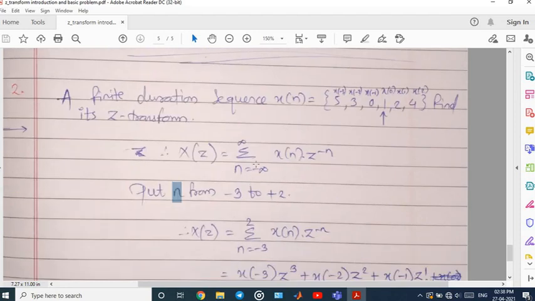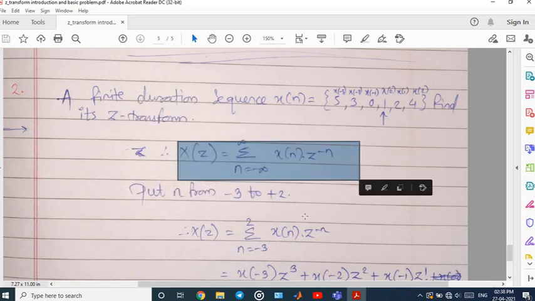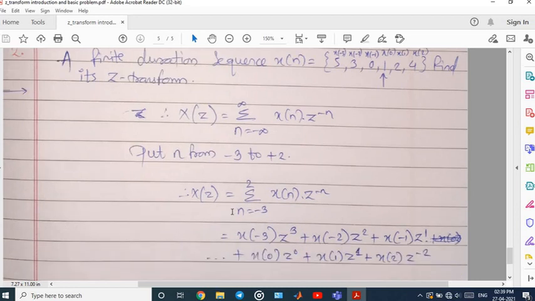Okay, then just same procedure, write down the formula for z transform. This is the formula for z transform. Okay, then we have to put the summation according to our sequence. Our sequence starts from x of minus 3, ends at x of 2. So summation will be from minus 3 to plus 2. Okay, so now just put the values. N equals minus 3 to plus 2, x of n z to the power minus n.